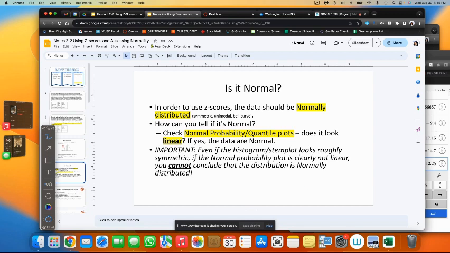An important thing to realize is that even if a histogram or stem plot looks roughly symmetric, if the normal probability plot is clearly not linear, we can't conclude that the distribution is normally distributed. So we're always going to rely on this particular plot to determine if our data is normally distributed.